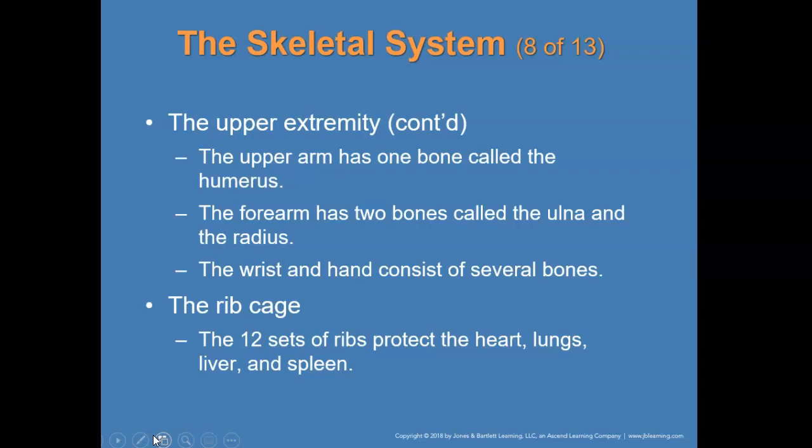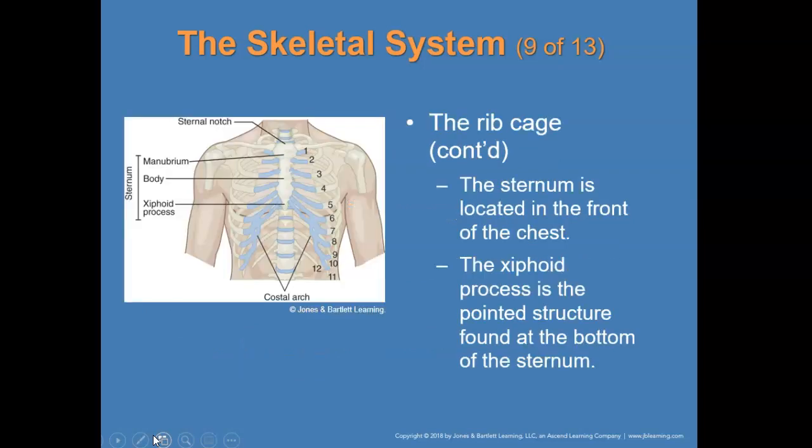The rib cage: the 12 sets of ribs protect the heart, lungs, liver, and spleen. The sternum is located in the front of the chest, and of course that's where we're pushing for CPR. We push on the lower part of the sternum. The xiphoid process is the pointed structure found at the bottom of the sternum. So you can see that there, that's the place that we want to avoid with CPR.